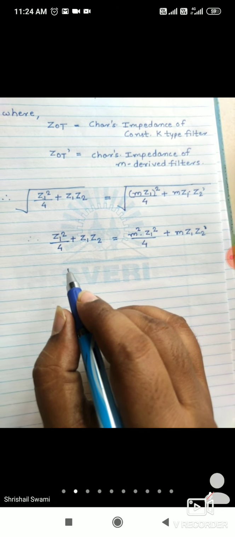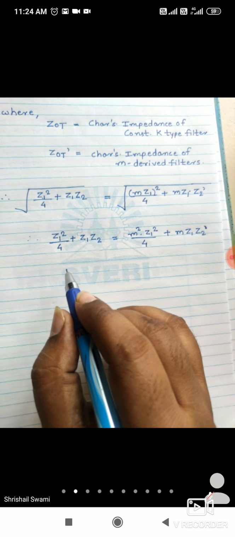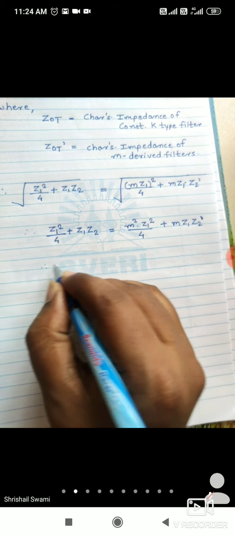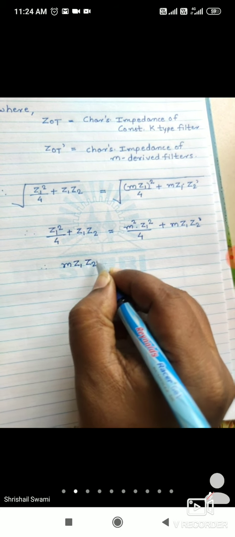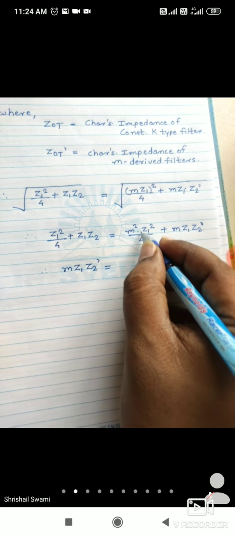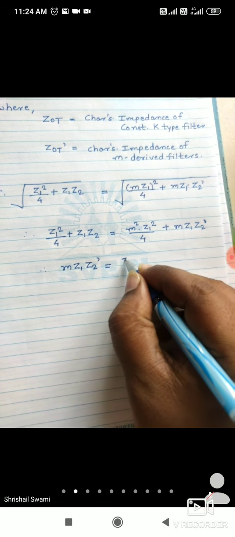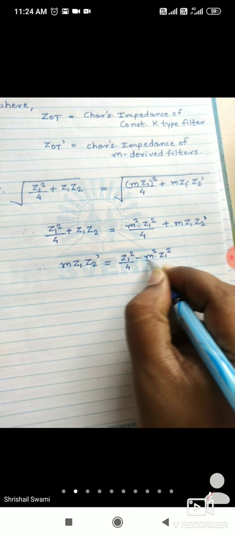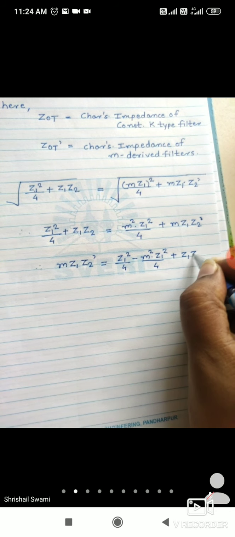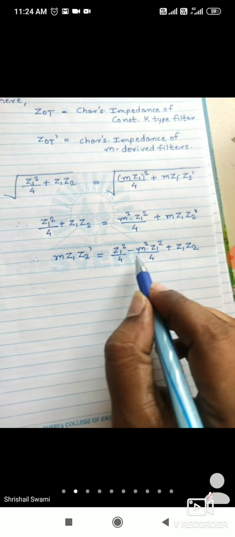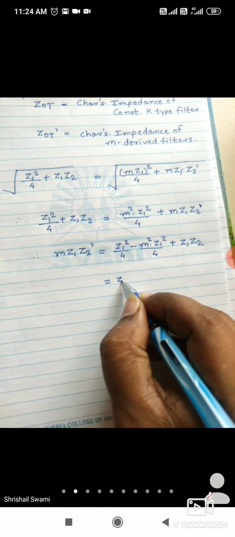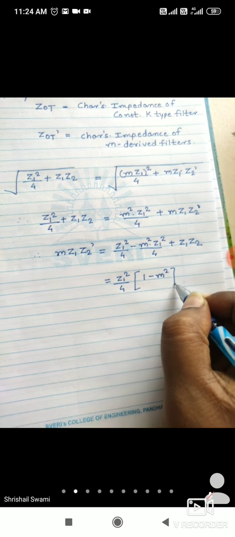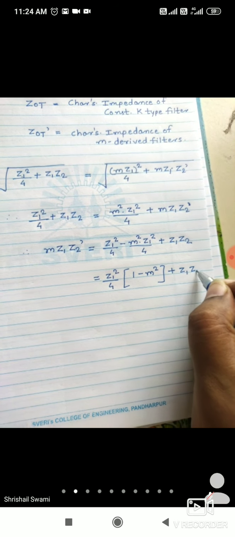Now what can we do, see. I will take this on one side, that is m into Z1 into Z2 dash. Remaining things, this factor we can consider on the left hand side, that is Z1 square divided by 4 minus m square into Z1 square divided by 4 plus Z1 Z2. Okay, now what common can we take out from this? Z1 square divided by 4 in bracket, what is remaining, 1 minus m square. Okay, plus Z1 into Z2.